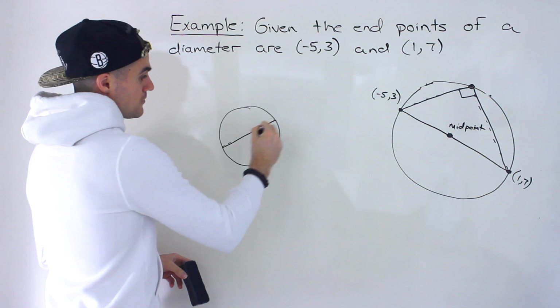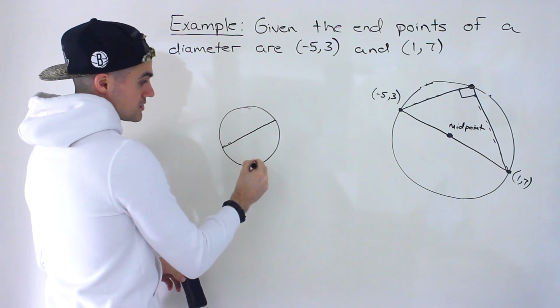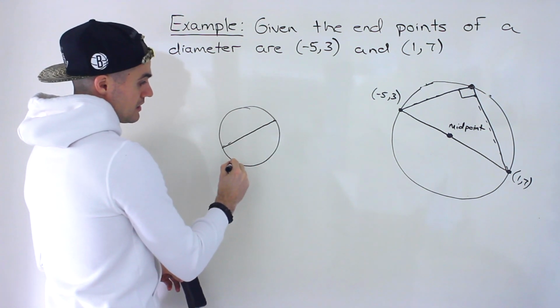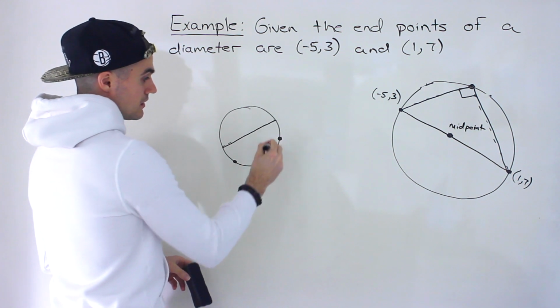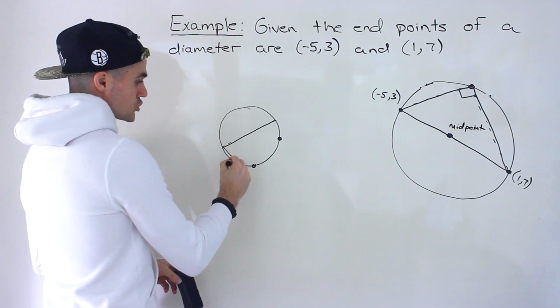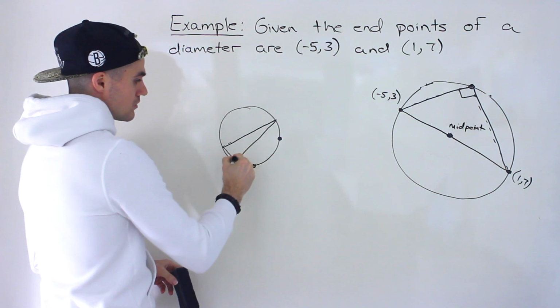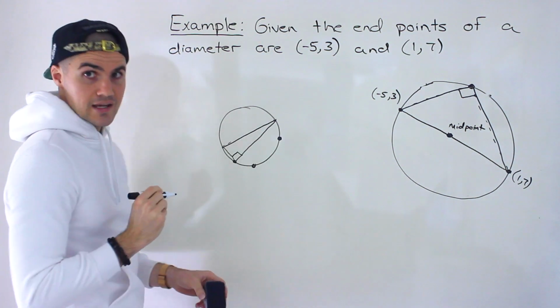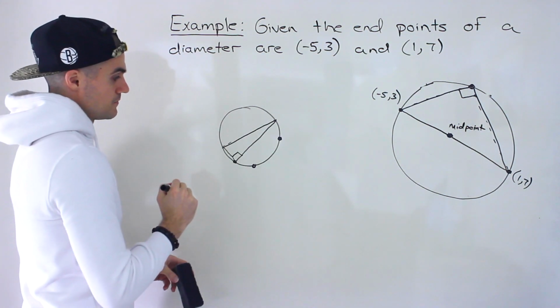If you take any diameter and then you take any point on the circle, so could be here, could be here, could be here, and then you create a triangle, that triangle is always going to be a right-angled triangle. That's what the theorem is, right?